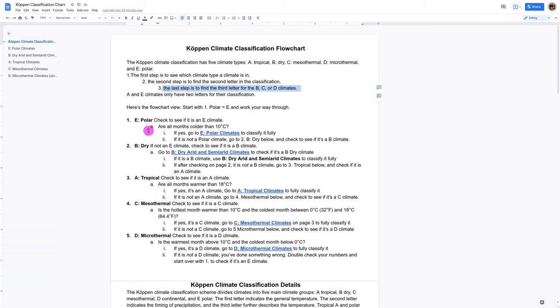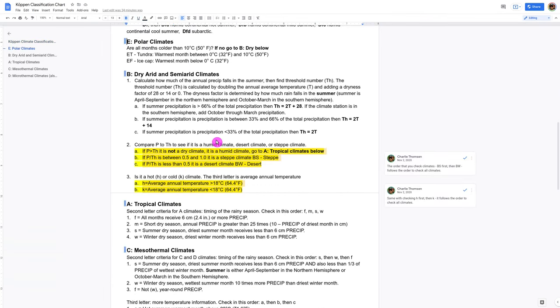What you're going to do is ask those first questions, starting with polar. Check to see if it's an E climate. Are all months colder than 10 Celsius? If yes, go to the polar E climates. I added bookmarks this semester so that you just need to click and it takes you hopefully to the polar climates. So are all months colder than 10 Celsius? Yes. If no, then you've done something wrong. But if it is, then you look and see, well, is every month below zero? You check in this order, ET and then EF. So is the warmest month between 0 and 10? Then it's an ET or tundra climate. If there is no month above freezing, it's an ice cap or EF climate.